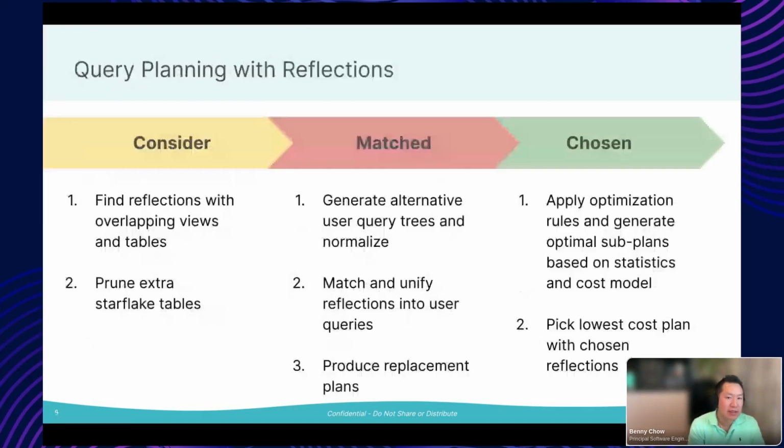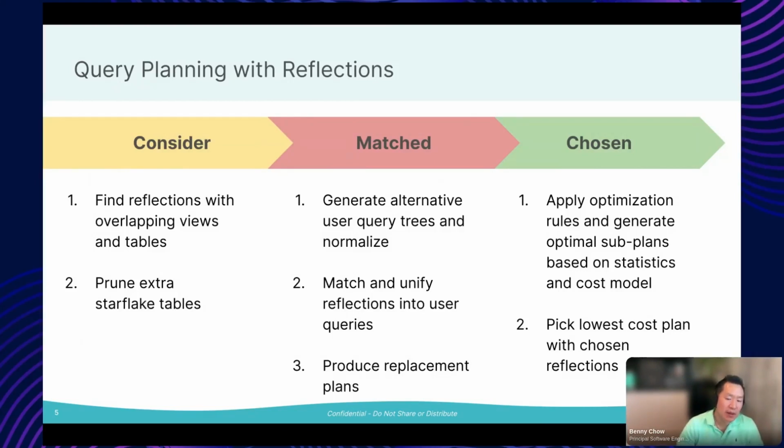All right. So let's talk about the second agenda item, which is query planning with reflections. Really, this is about how we match a reflection into a user query. You can imagine that planning queries is a complicated process, and our planner goes through multiple phases. Probably the most complicated phase is called logical planning, and that is where we do the reflection matching.